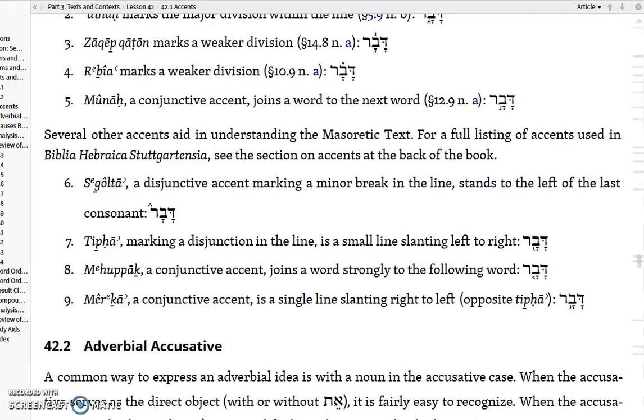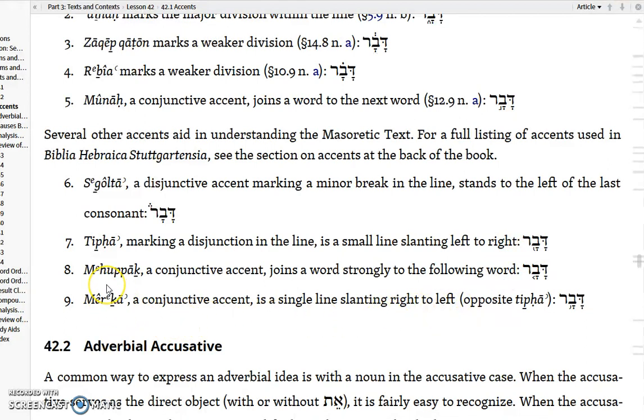But here's at least 4 more. You have the segolta, which is kind of a triangular 3 dots, kind of like an upside down segol. Then there's the tifcha, marking a disjunction in the line. It's a small line slanting to the left. You can see it here. Again, that's a disjunctive accent.